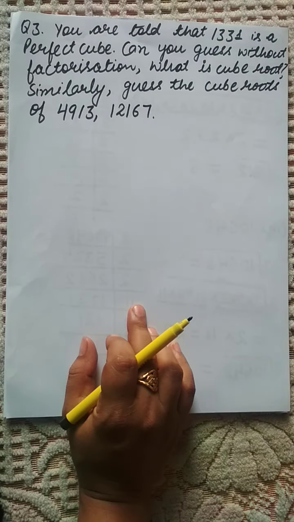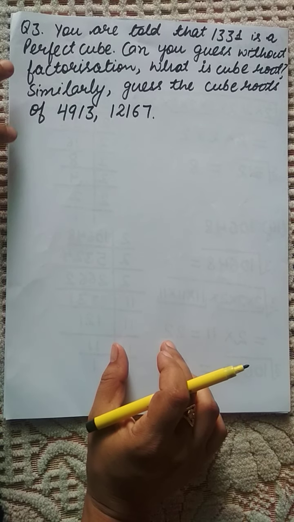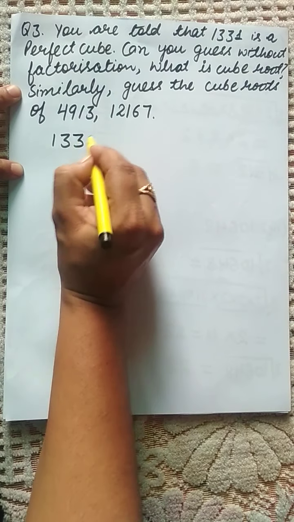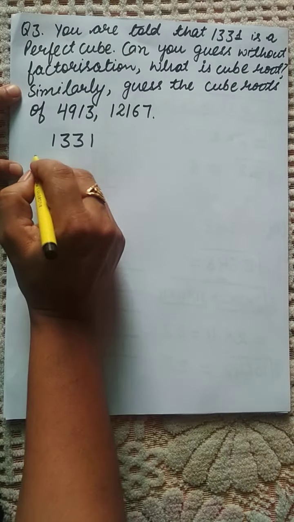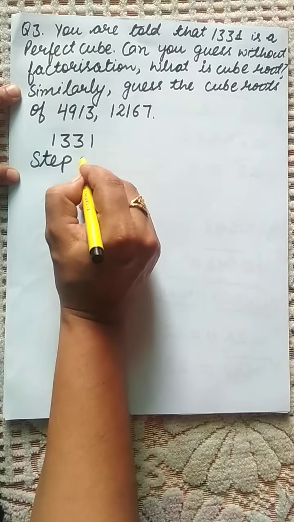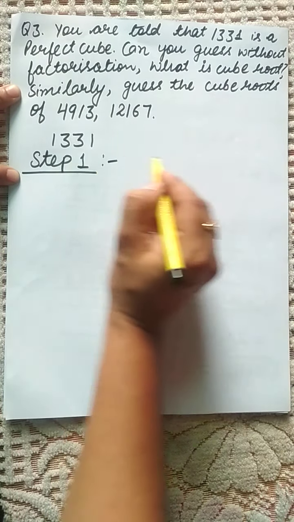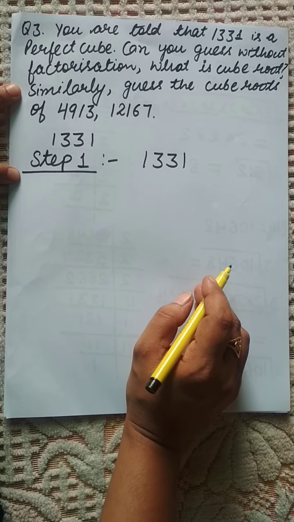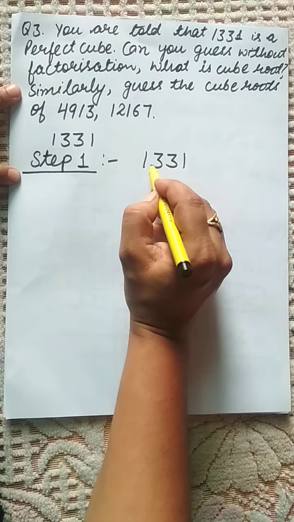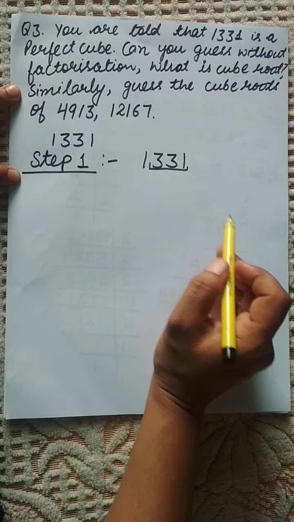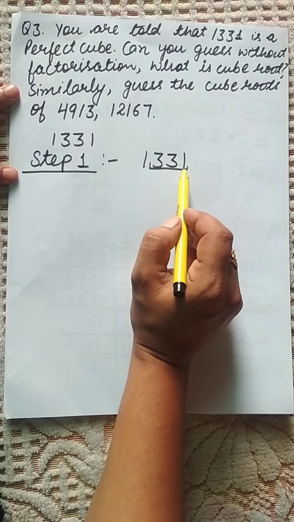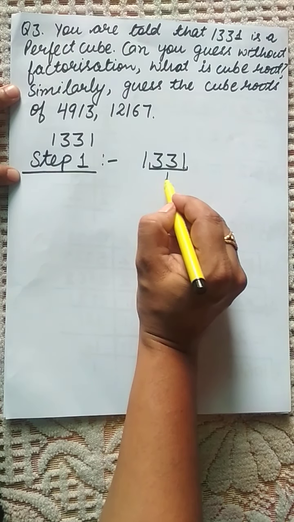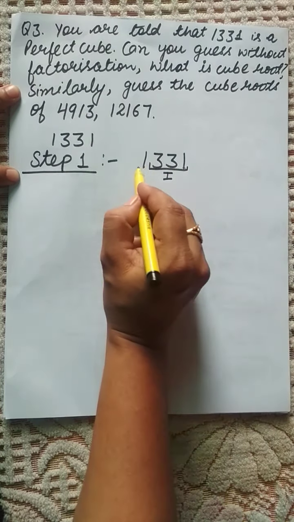Students, in the estimation method there are some steps which we are to follow. Like I have the number 1331. In step number 1, I will make the groups. How to make the groups? Starting from the unit digit, I will make the groups of 3, like you were doing the groups in the square root, starting from the unit digit. Here I will make the group of 3 digits starting from the unit digit. So this is the first group. 331 is the first group.